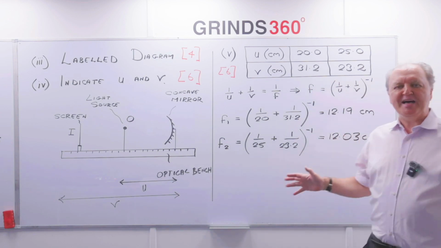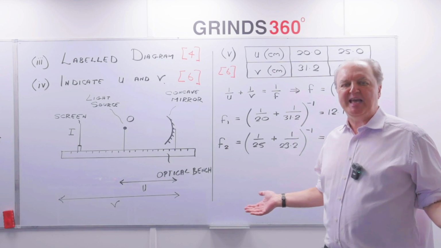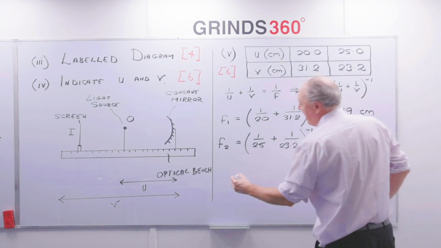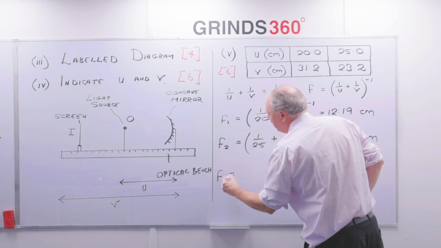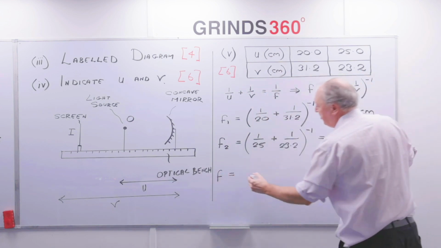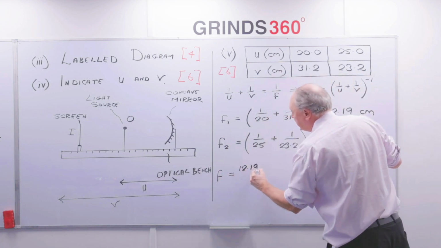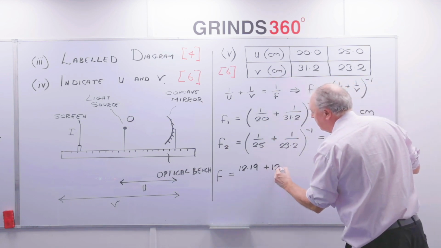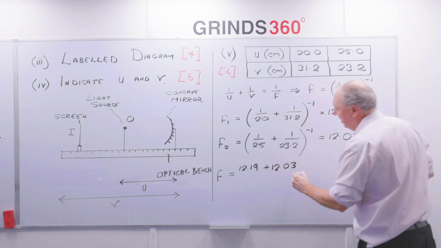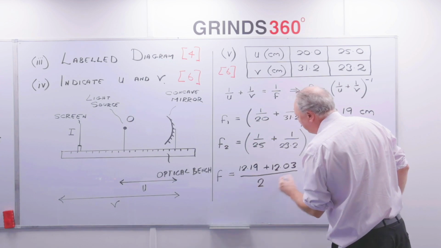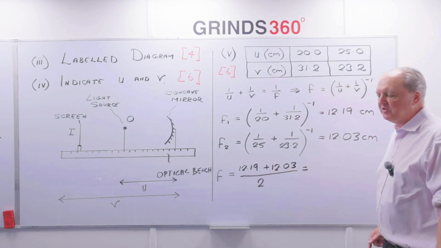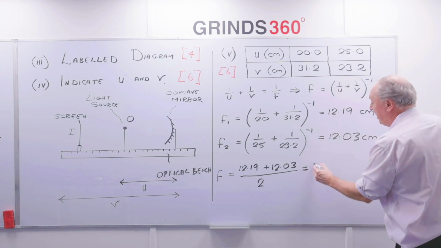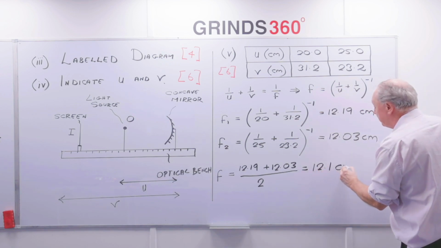So I'm using all the data. Now, of course, the focal length should be the same, no matter what measurements you take. So therefore, now I'm going to get an average of those two. So my average F would be 12.19, that's F1, plus 12.03, that's F2, and divide that by 2 to get the average focal length. And the average focal length will give me an answer. I'll go to 1 decimal place now of 12.1 centimeters.